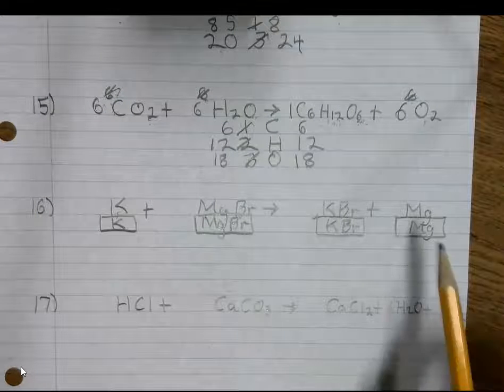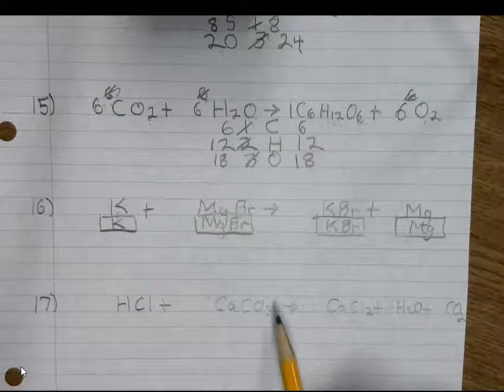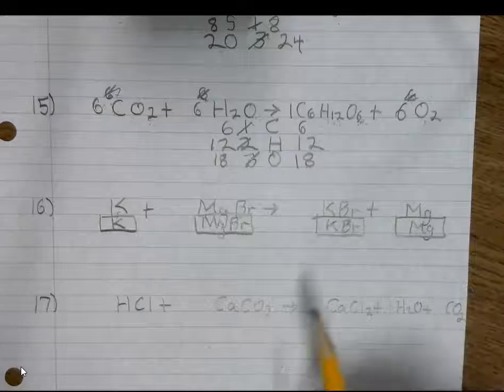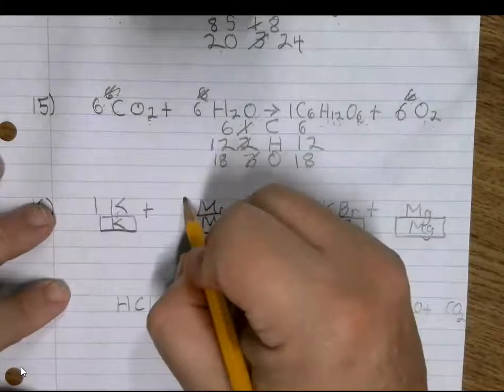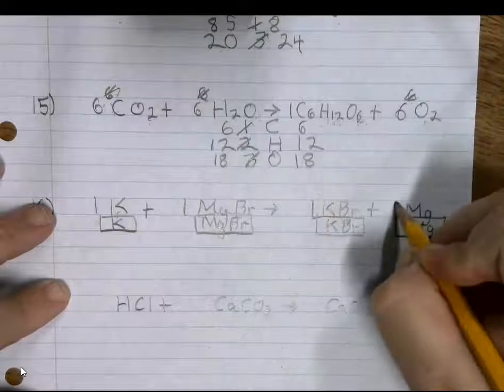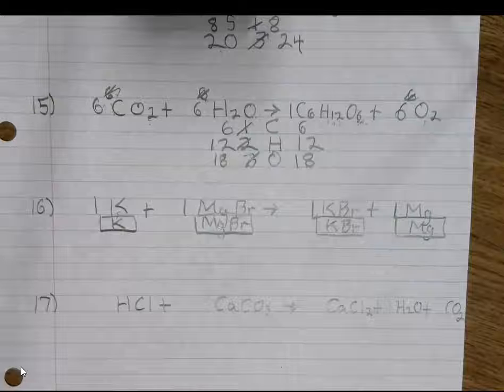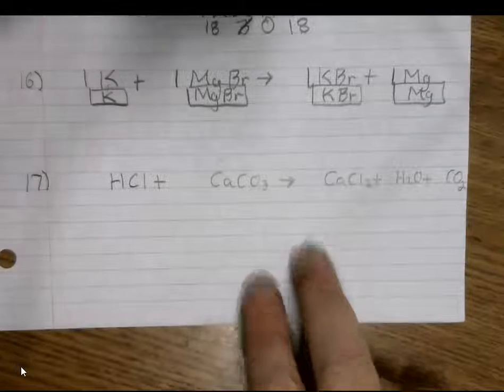Okay. So I've got an Mg on both sides. I have a Br on both sides. I have a K on both sides. Everything's in balance, so it's already done. You don't need to do anything. That occasionally happens. One's in front of everything. All right, let's come on down here.